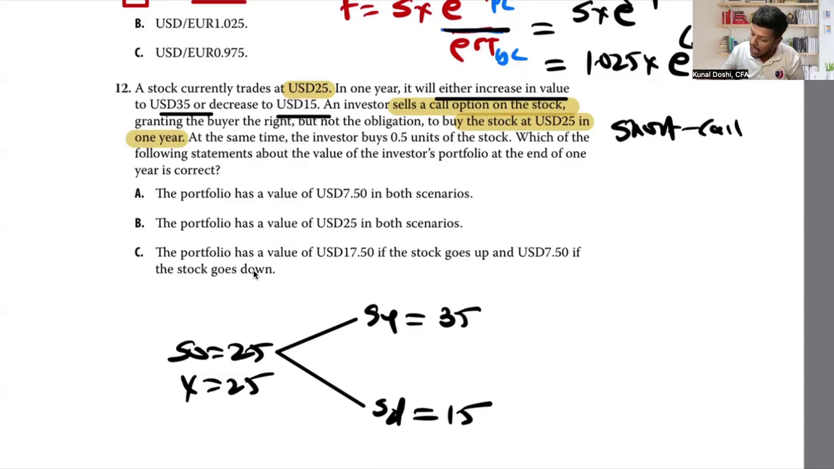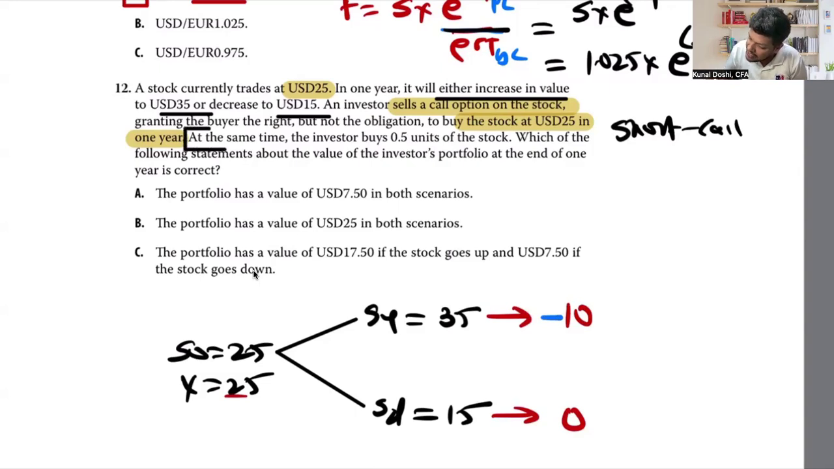So if the price goes up, what will be the gain for long? $10. Correct? 25 and 35. But if the price goes down, she will not exercise. So this will be 0. This gain or loss will be for the long, but I'm short. I'm a short. So my answer will be opposite, negative. Clear?